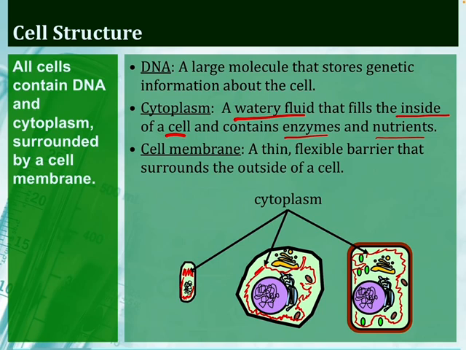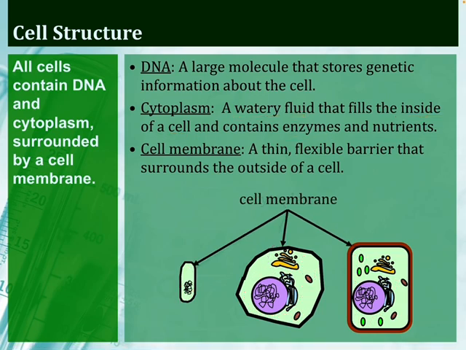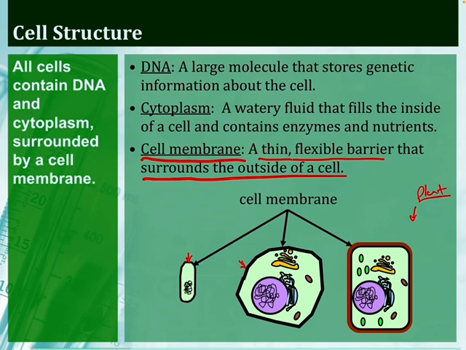And last but not least, a cell membrane. So a cell membrane is a thin, flexible barrier that surrounds the outside of a cell. So your cell membrane is found on the outside of the cell. Now you'll notice on this one over here, this is a plant. You'll notice that there is a black surrounding line and then a red one. And we're going to learn what that red one is, because plants actually have two outer layers. They have a cell membrane, which we see here, and then they also have something called a cell wall, which we're going to learn later on.